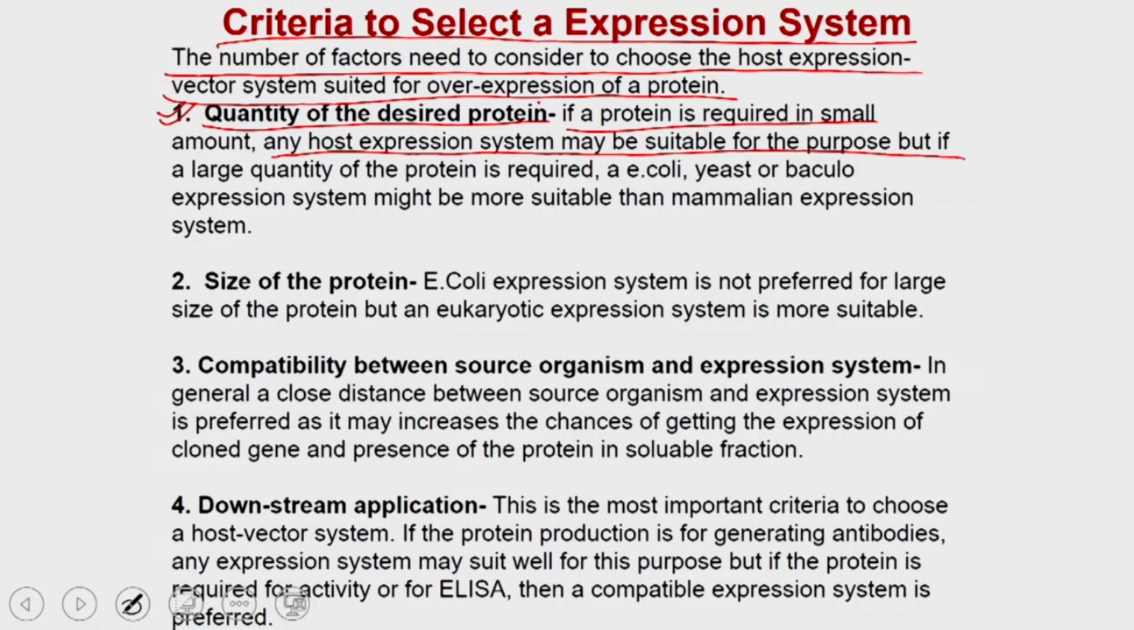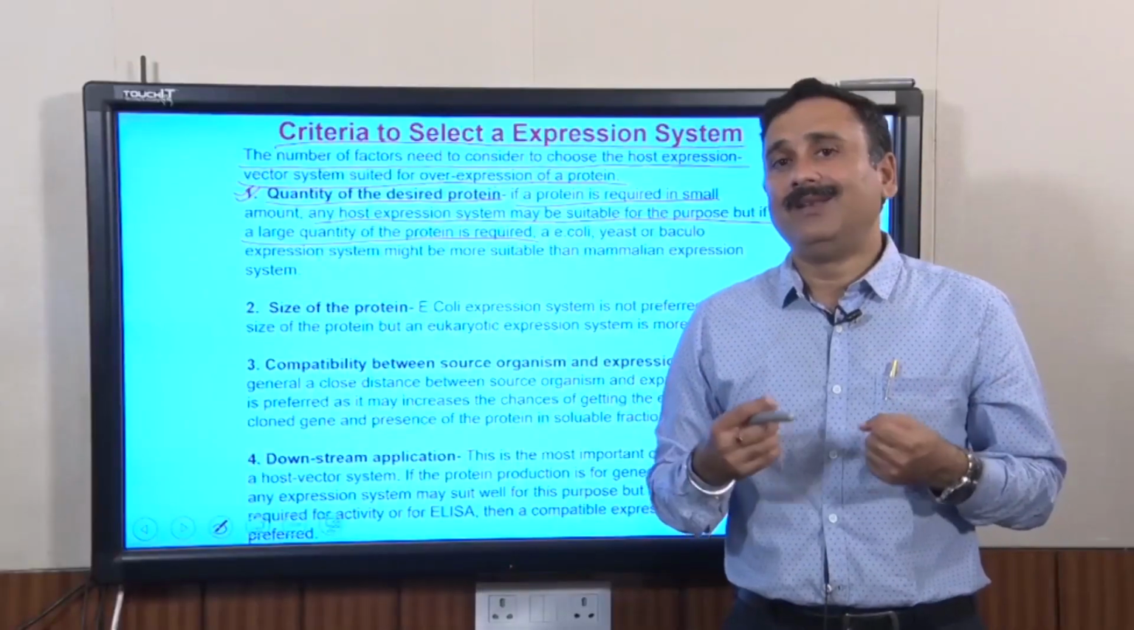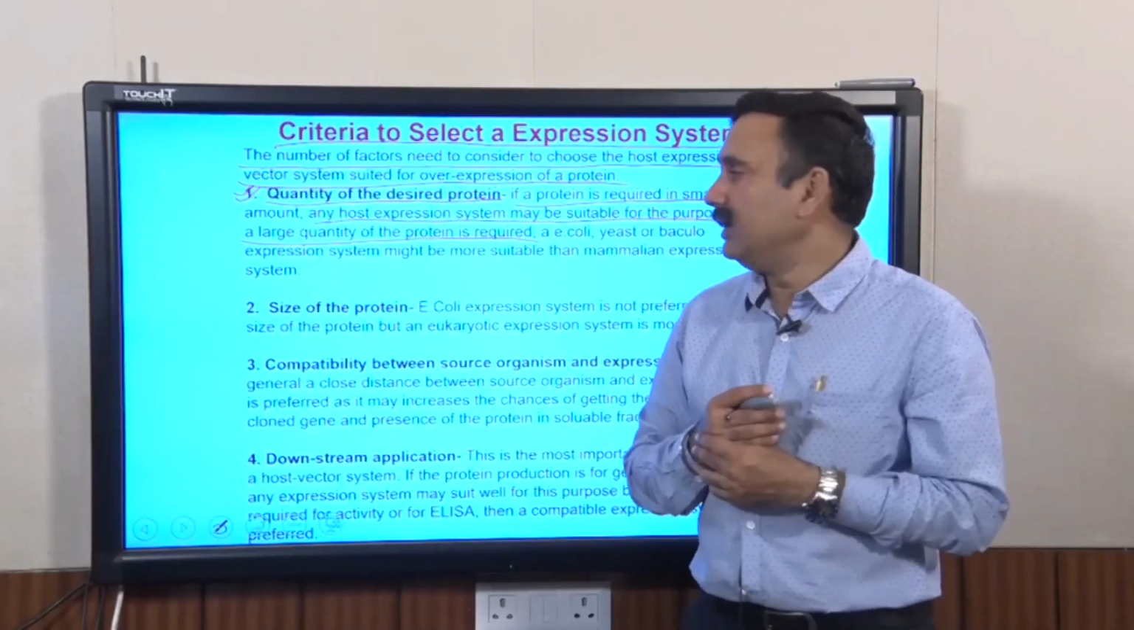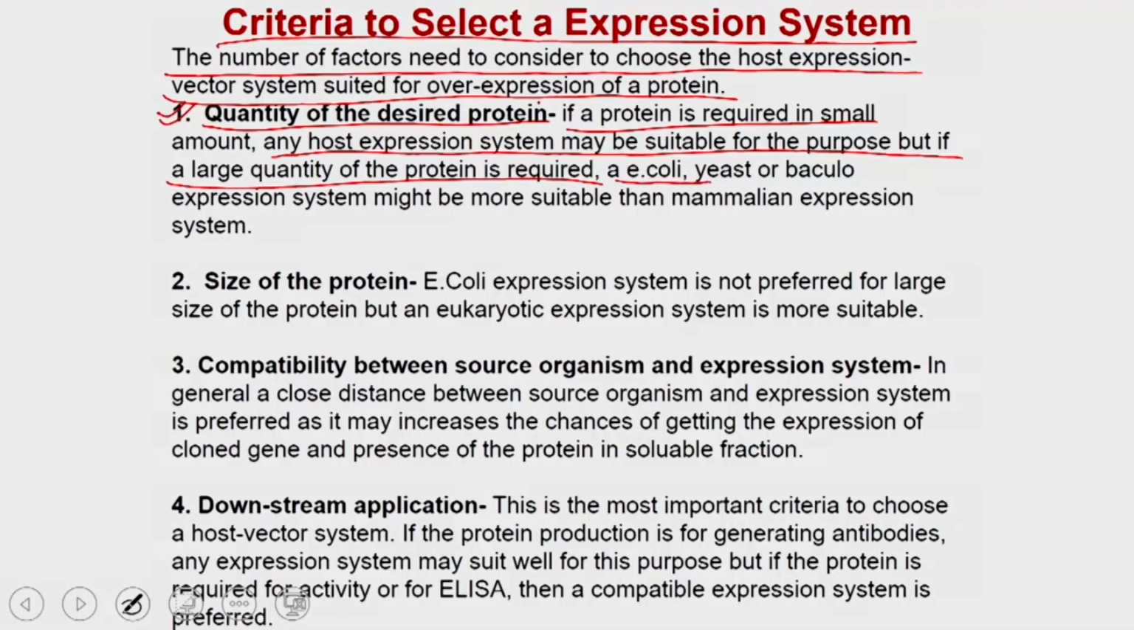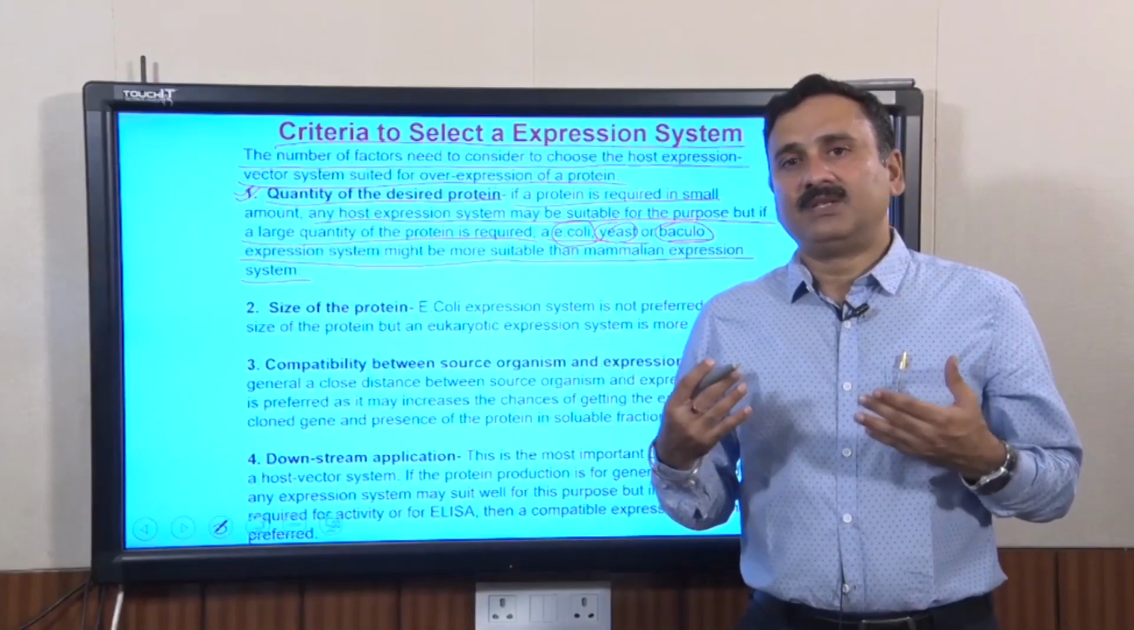But if the protein is required in a large quantity, such as we have just discussed, suppose you need a protein to develop a health drink, or you want the protein at the gram level, then in those cases you have to use E. coli, yeast or the baculovirus expression system, which will be more suitable compared to the mammalian expression system, simply because E. coli, yeast or baculo expression systems are easy to manipulate. These systems are cheap to grow.